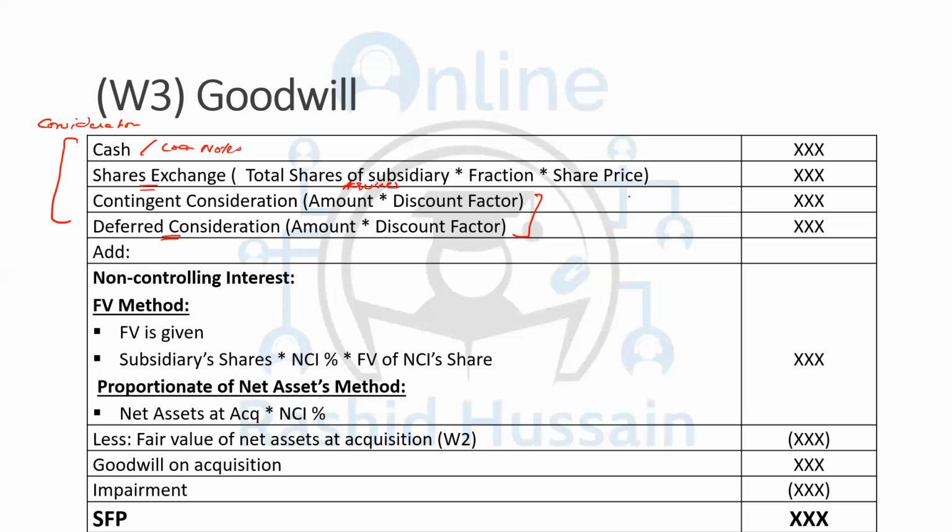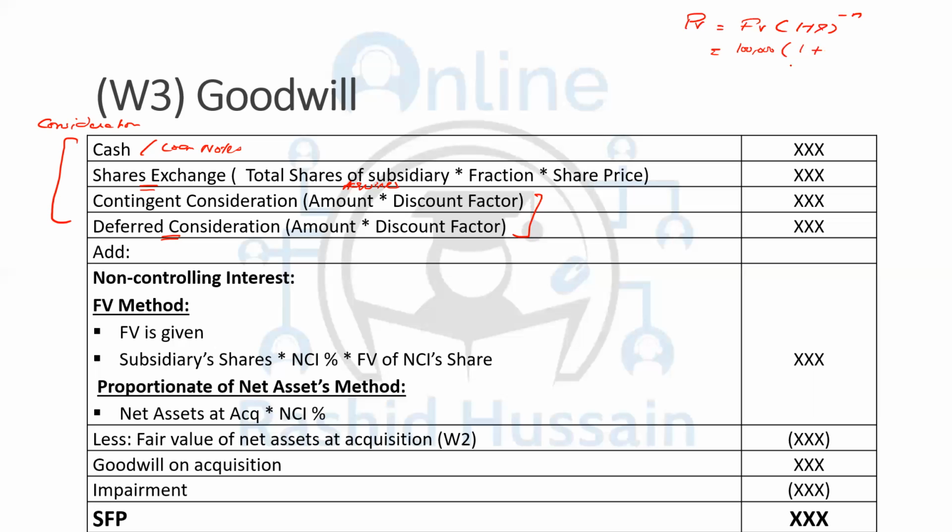What we need to do is calculate the present value of it. Now, the present value equals future value times (1 plus r) raised to the power minus n. The future value is the future value, r is the rate of interest, n is the number of years. For example, the parent agrees to pay 1 lakh to the subsidiary in 2 years' time, and the rate of interest is 10%.